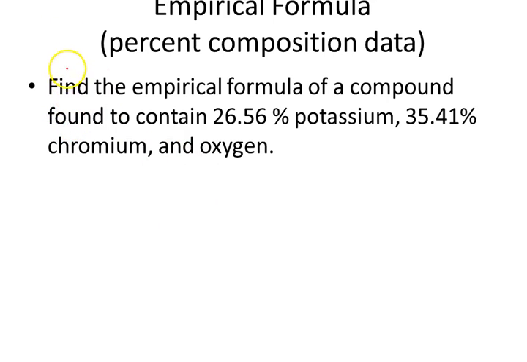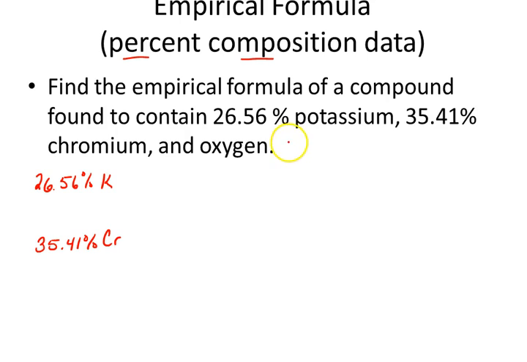Now, often when we're finding composition data, what a compound is made of, we actually determine percent composition in a laboratory. So often we're presented with percentage composition data. So in this case we've got 26.56% of a compound is potassium. And we've got 35.41% chromium. And then we also have some oxygen.